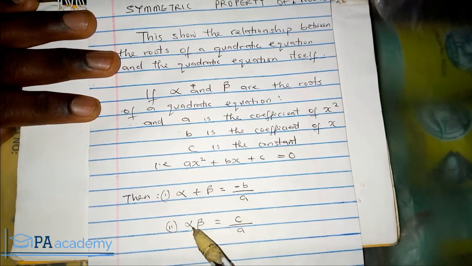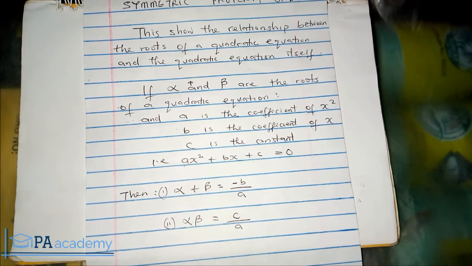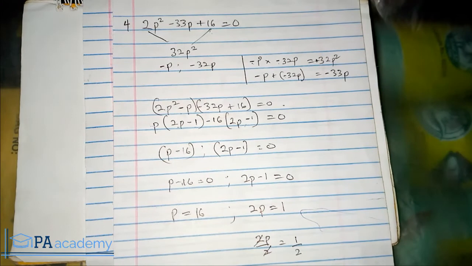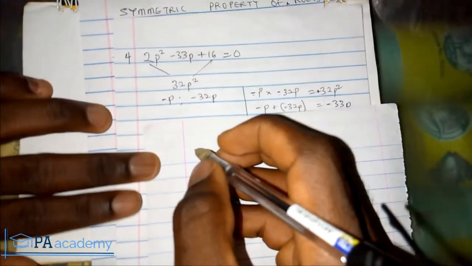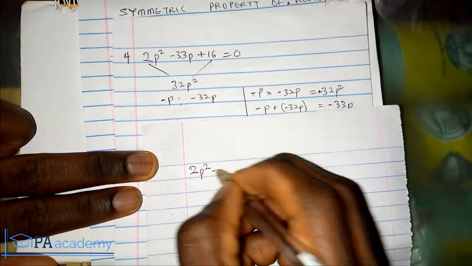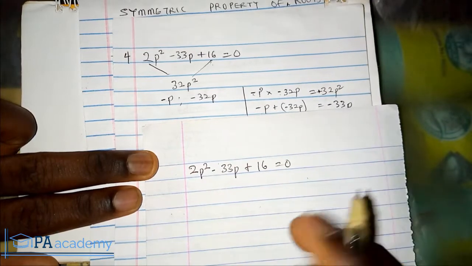Also, if you multiply the roots of the quadratic equation, it will be the same thing as having c over a. If it's not clear, let me use this example. This is one of the examples we solved in the previous part of this video. Now if you look at this quadratic equation, let me write it out. This is the quadratic equation: 2p squared minus 33p plus 16 is equal to 0.